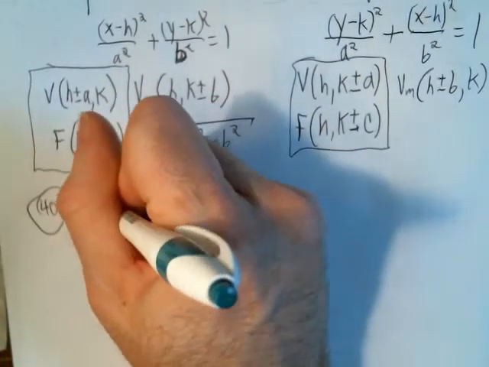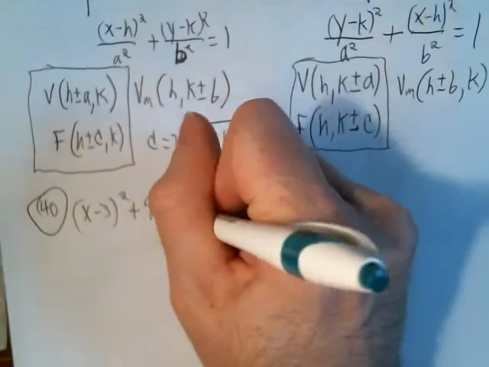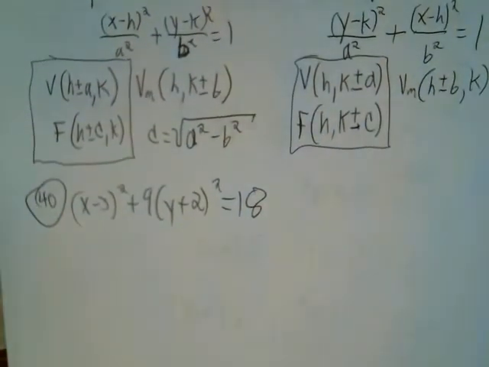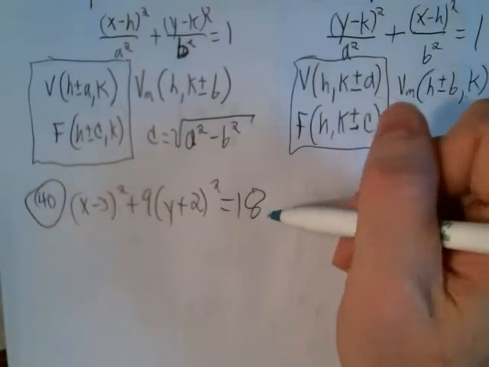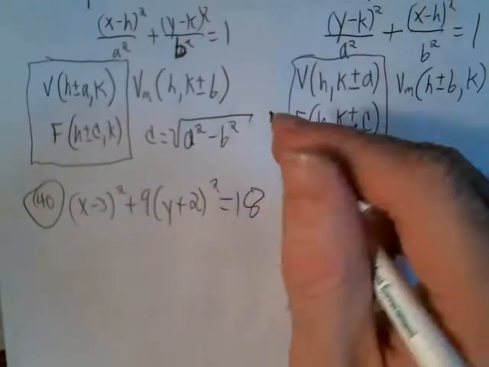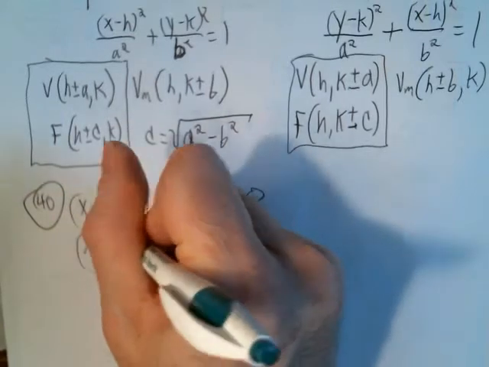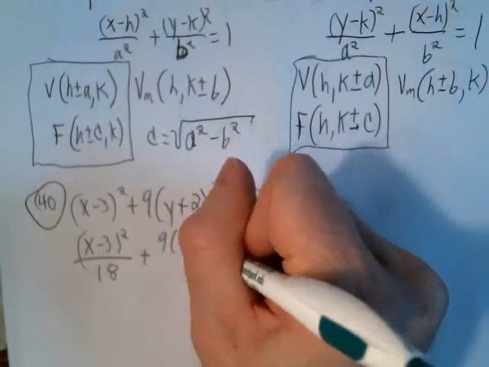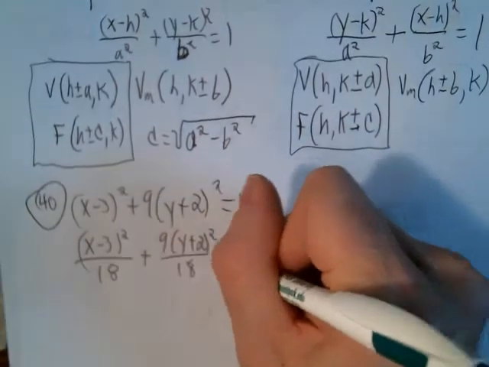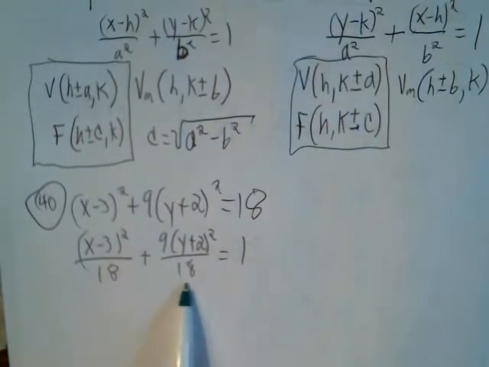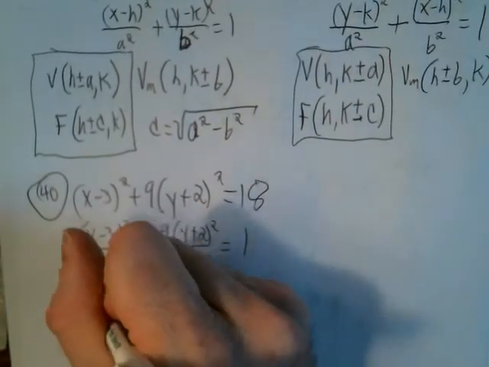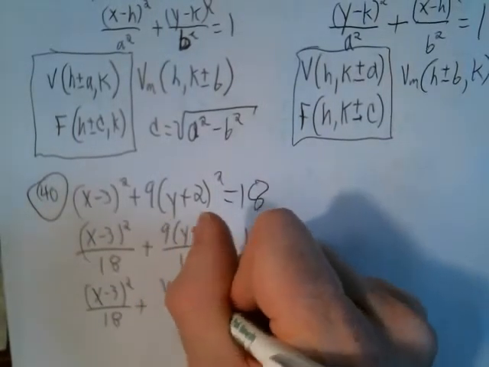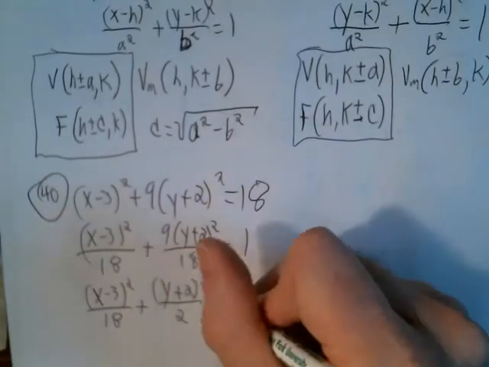x minus 3 squared plus 9 times y plus 2 squared is 18. Okay. Need to get it into my standard form, so I'm going to divide both sides by 18. I get x minus 3 squared all over 18 plus 9 all over y plus 2 squared all over 18 is 1. You could simplify. 9 over 18 is the same as 1 over 2. Okay, so let's rewrite that. x minus 3 squared all over 18 plus y plus 2 squared all over 2 is 1.